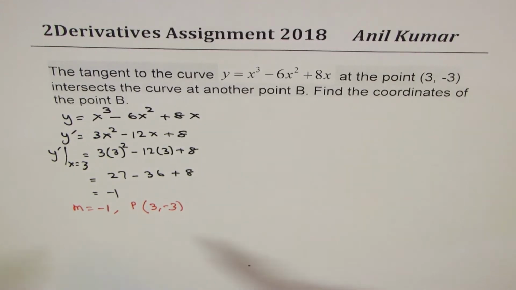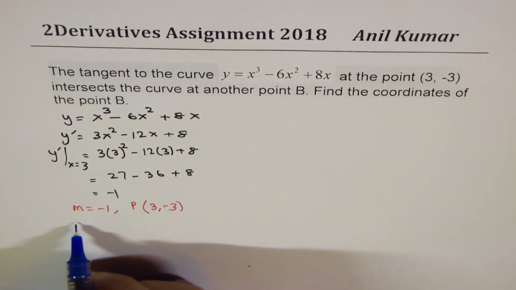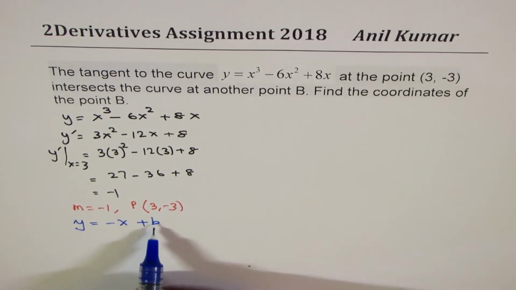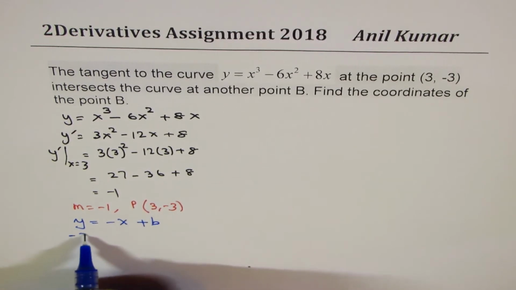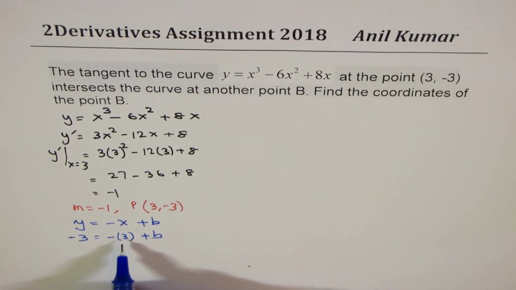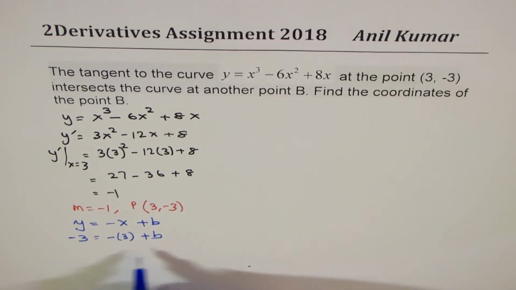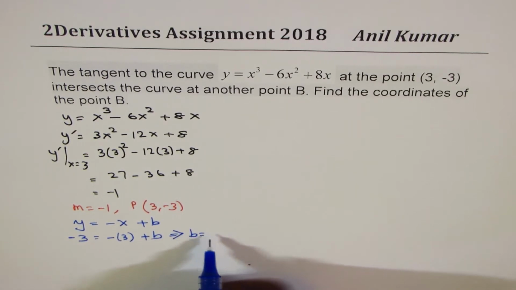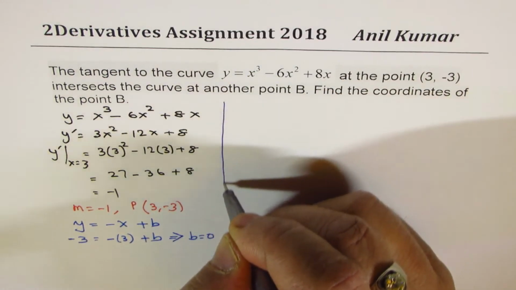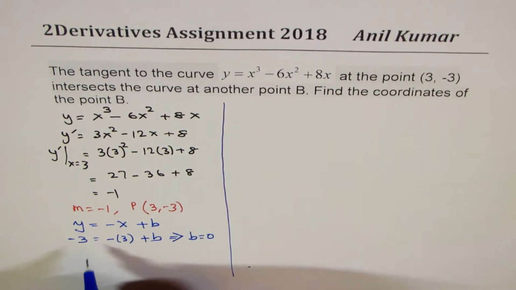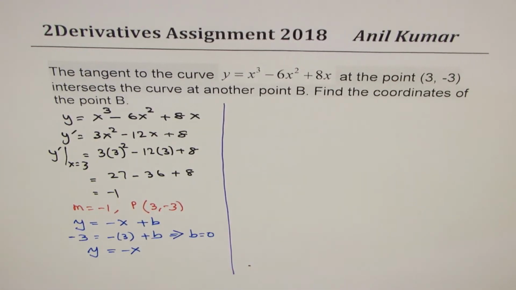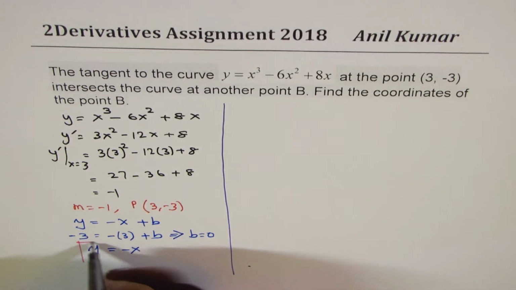So we get the equation of the line now. So what is the equation of the line? Let's say y equals minus x plus b. To get the value of b, we'll substitute this point, minus 3 for y and 3 for x, plus b. So taking it to the right, it gets cancelled off. So this gives b equals 0, right? So once we know that b is 0, that means it is a direct proportion, and the line with the slope minus 1 is y equals minus x, correct? So that becomes the equation of the line.